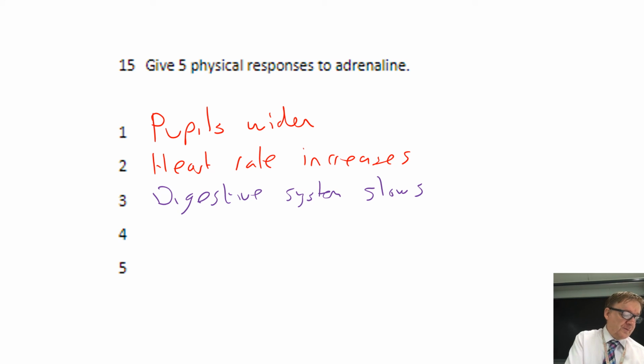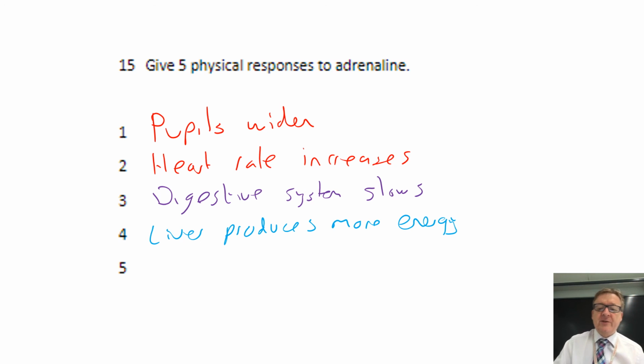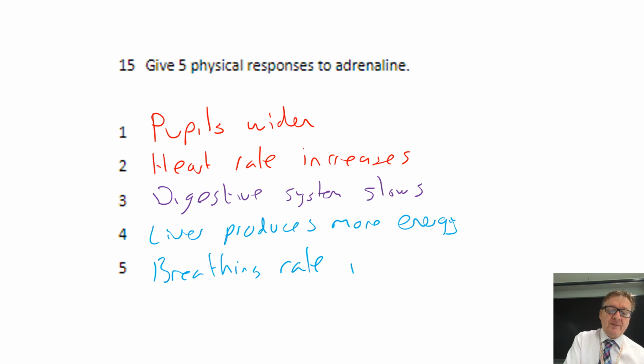Number 4, the liver produces more energy. It converts more glycogen into glucose. And number 5 is your breathing rate increases, to get more oxygen into your body and get rid of carbon dioxide. There are a number of others that can be included.